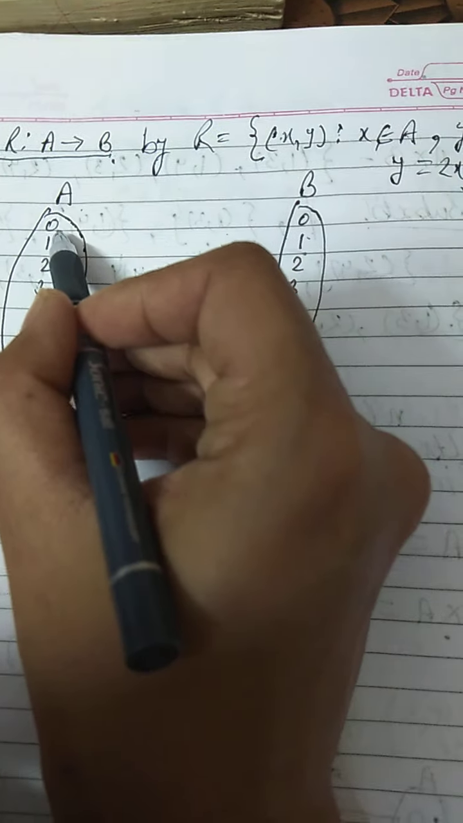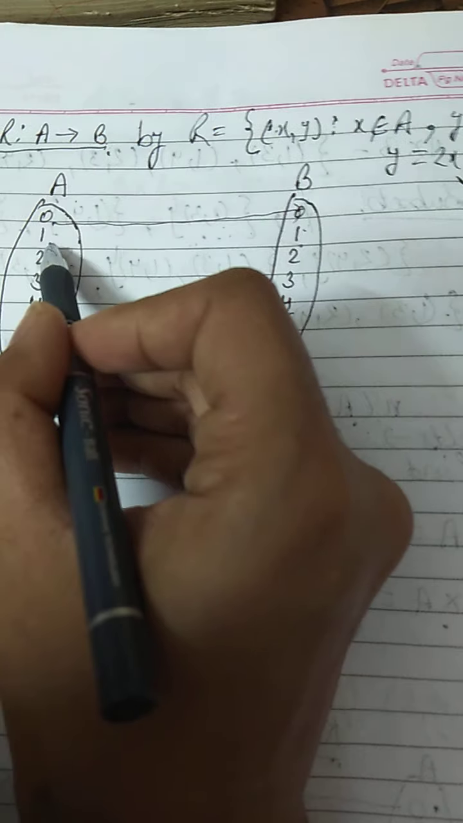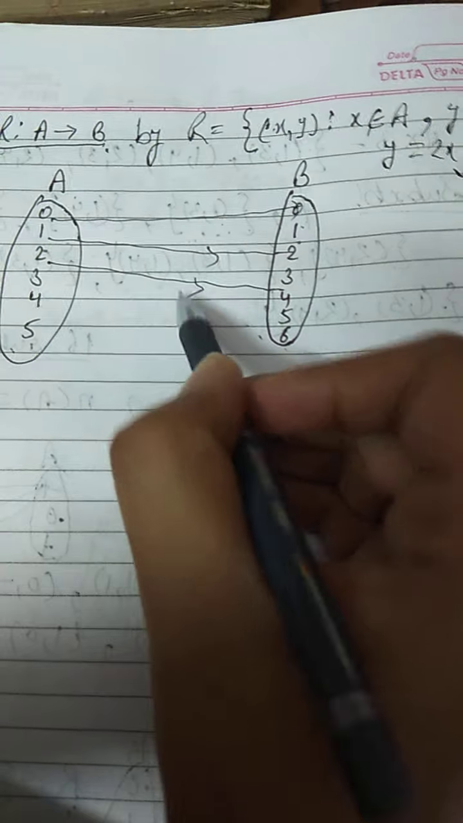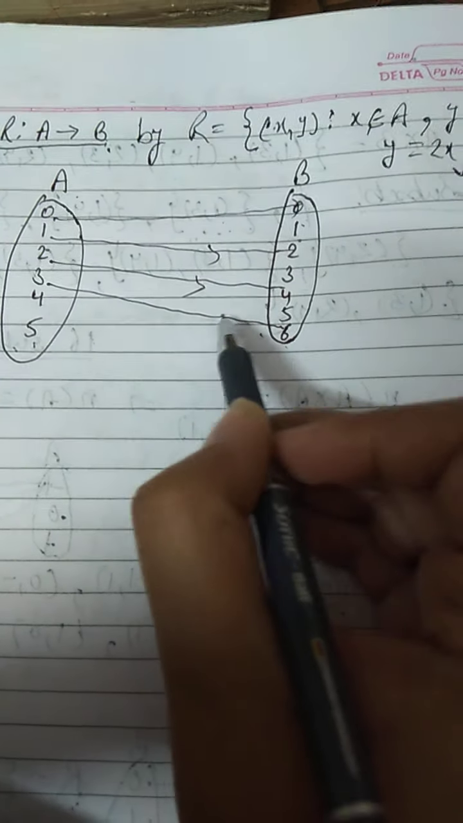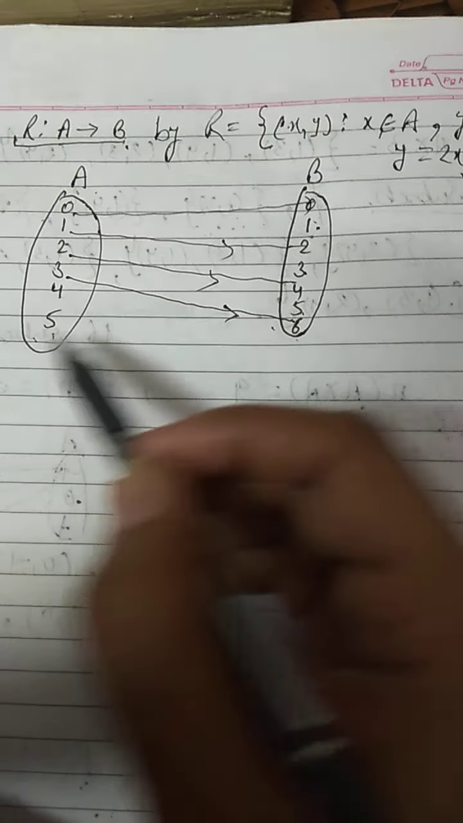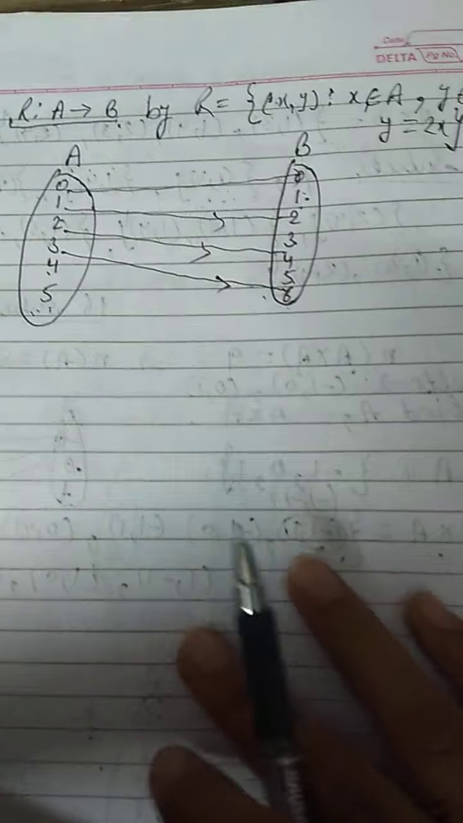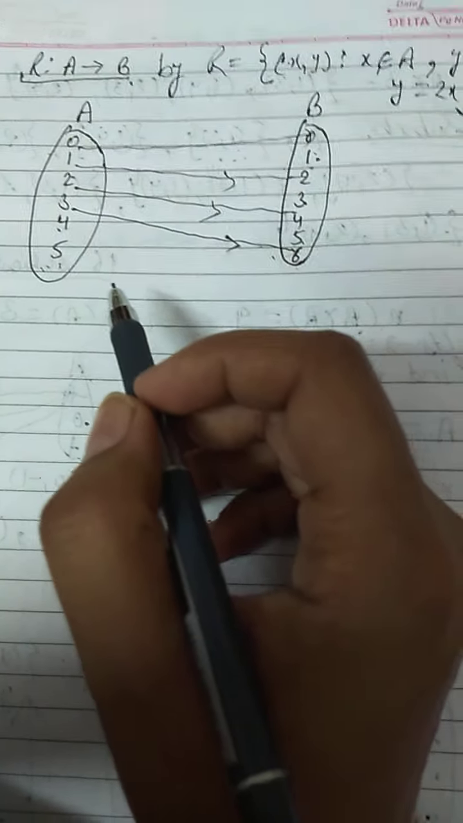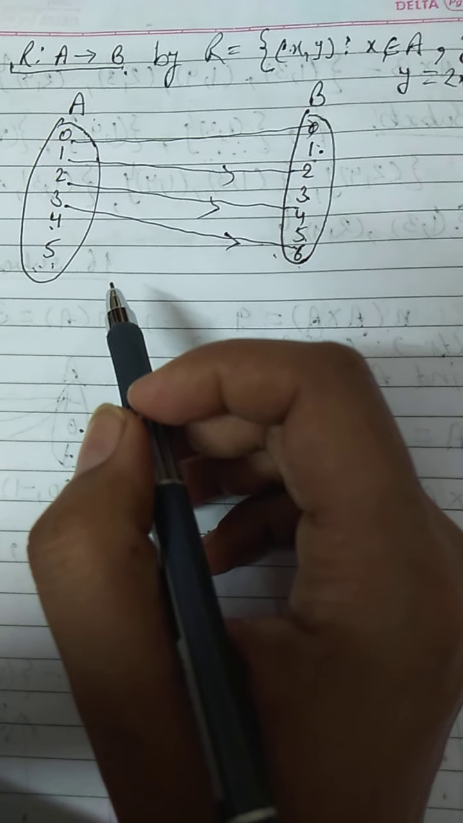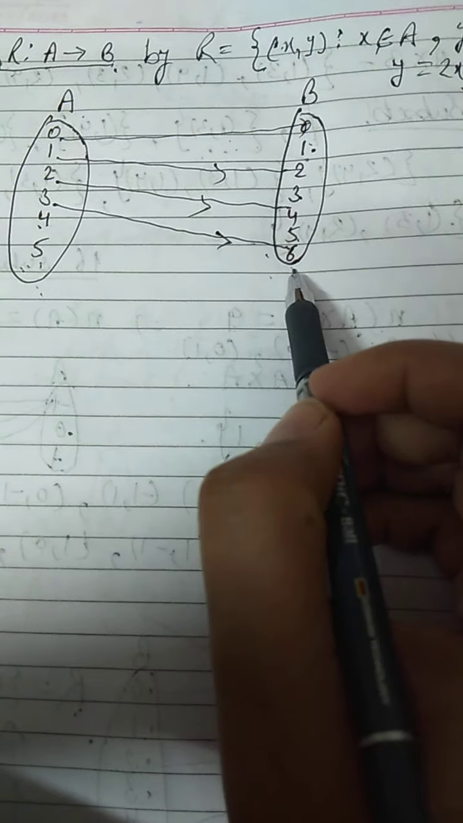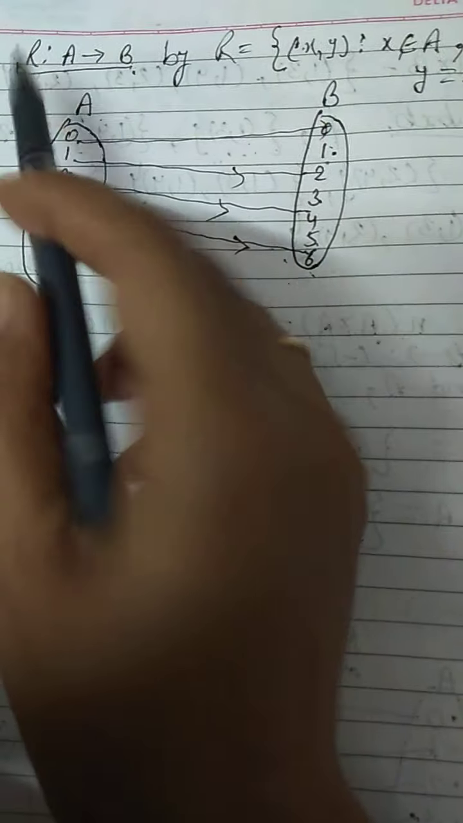So 0 will go to 0, 1 will go to 2, 2 will go to 4, and 3 is going to 6, right? So here all the odd numbers are left, here 4 and 5, these two numbers are left. Okay, now we have a few more definitions related to our concept of relation. Now this first set and the second set, we have particular names for these two sets when we are talking about the relation. What are those names?